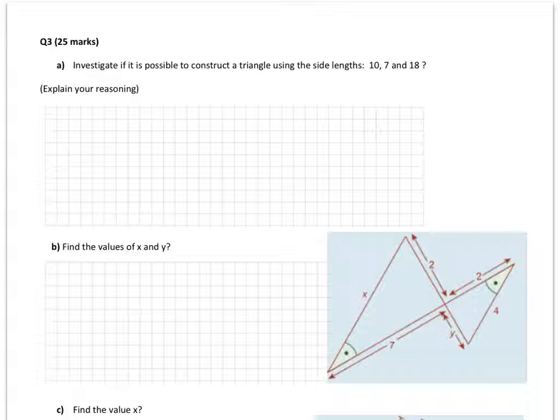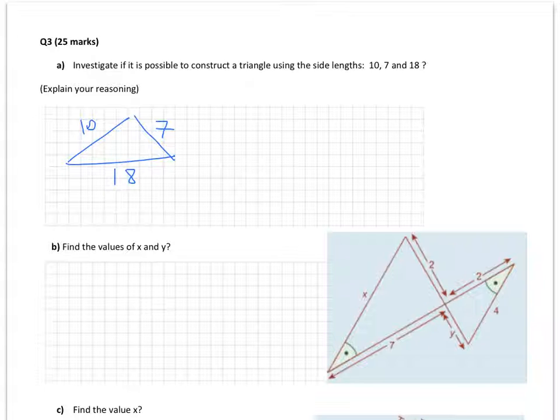Question 3 from the midterm. This is a geometry question involving triangles. The first one here is just looking at three sides of a triangle, and they're asking, can you have a triangle that has one side of 18, another side of 10, and a third side of 7? Now, it's nothing to do with right angle triangles or anything else. It's just simply, could you have a triangle with those lengths?